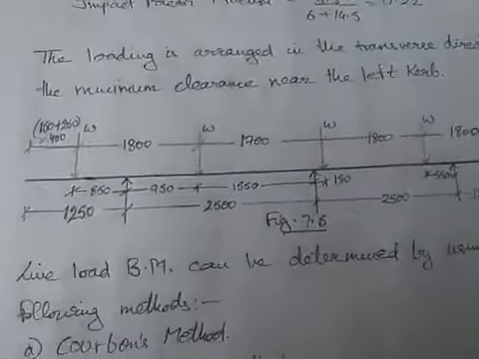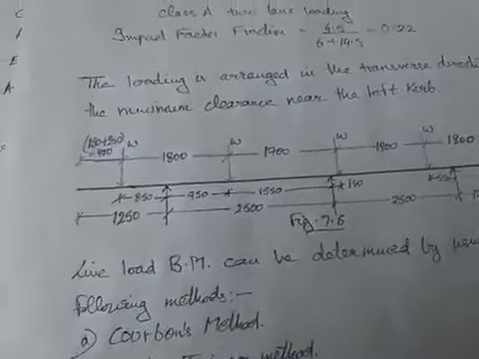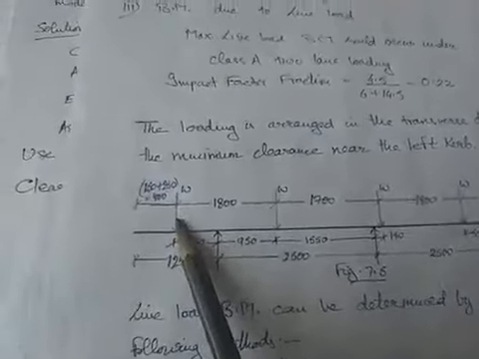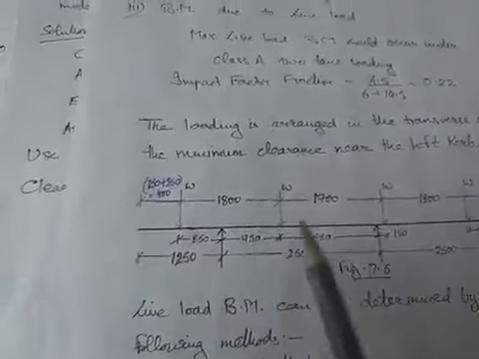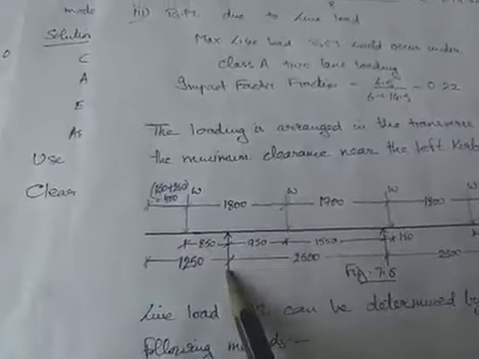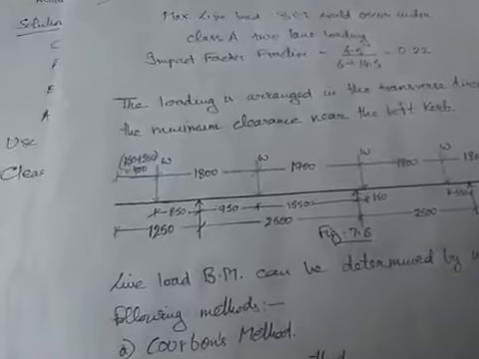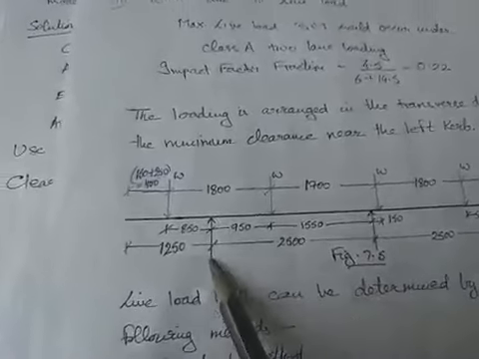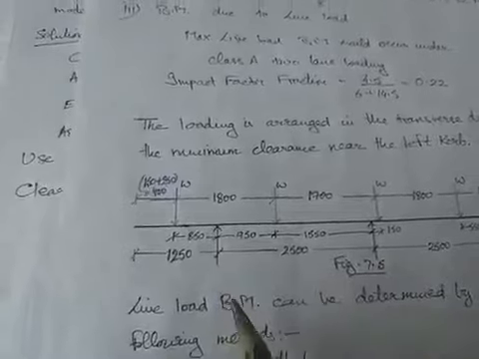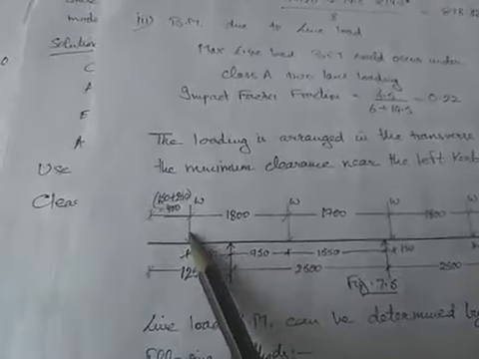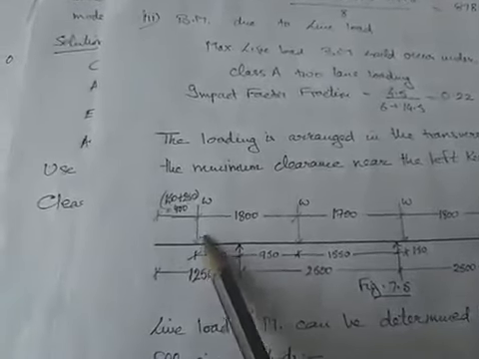This is the loading. So this is the load W, and W. These are the loads from the cross beam. So these are the longitudinal girders 1, 2 and 3. Let it be A, B and C. So we are going to find out some reaction coefficients for these. So this is the placement of the loading in the transverse direction.